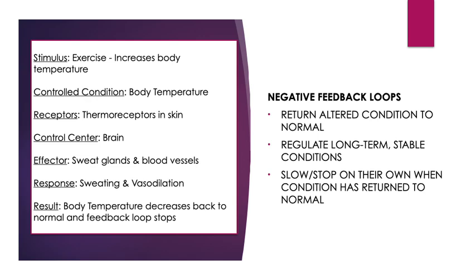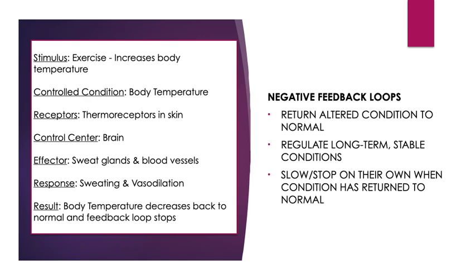And when that temperature changes, you have something called thermoreceptors, which are temperature receptors, and there are some in your skin. So as you're exercising and we are increasing that controlled condition of our body temperature, our thermoreceptors in our skin are going to be activated and send a signal into our control center, the brain. The brain is then going to send a signal based on that information out to our effectors.